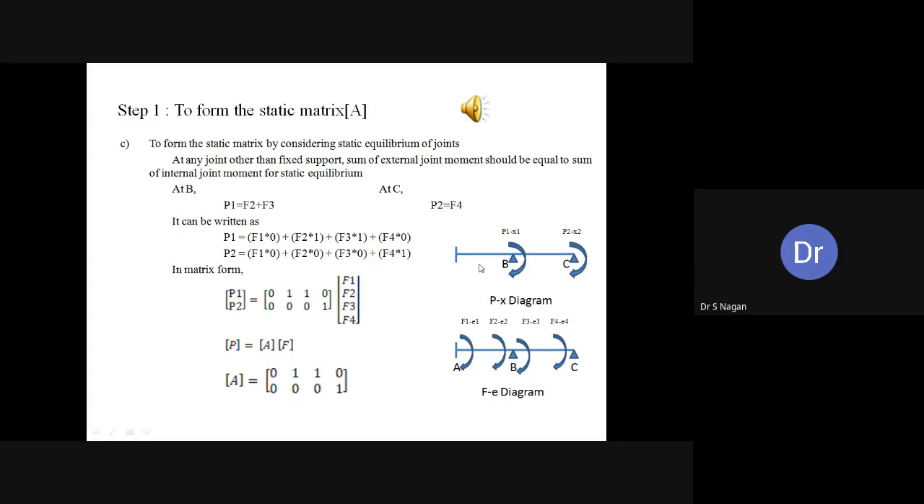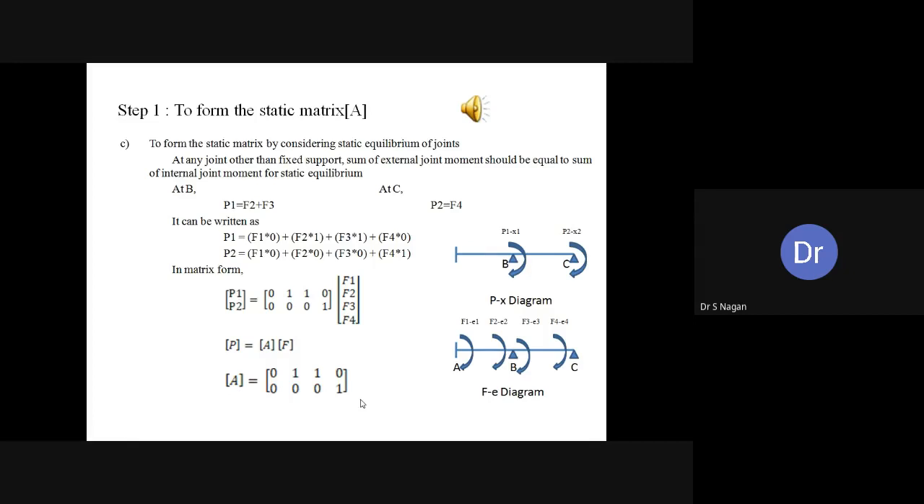Whatever the type of continuous beam, you need to draw the PX diagram, you need to draw the FE diagram, and you should explain what is capital P, what is capital F, what is capital X, what is small e. You should explain, because this type of approach is a newer one. So if you teach this technique to students, anyone who values the method should know what we are doing. So this is the first step, formation of static matrix.